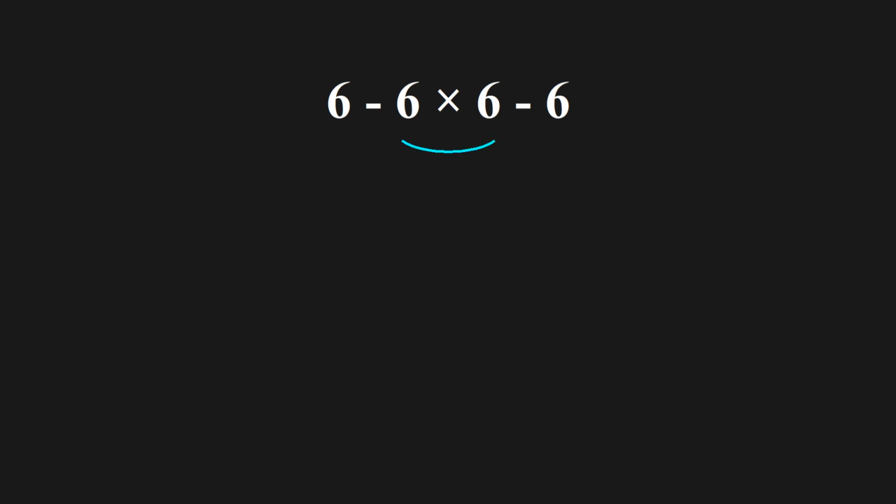So first we do this multiplication, then this subtraction, and at last this subtraction. So we have first this multiplication, 6 times 6 equals 36. So we have 6 minus 36 minus 6, and we have two subtractions. According to the order of operations, we do this subtraction, then this subtraction.